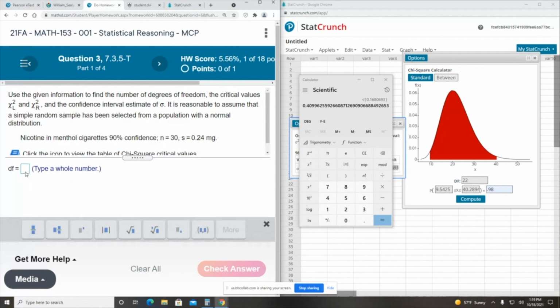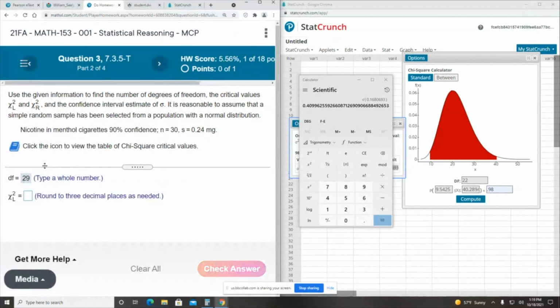The degrees of freedom is a simple calculation. It's always sample size minus 1 for the chi-squared. So sample size is 30. You could use a calculator if you wanted to. You probably don't need it. Let's just say 30 minus 1 is 29.